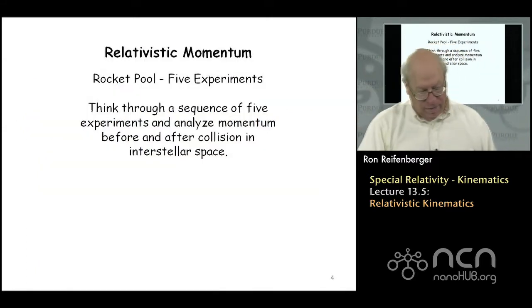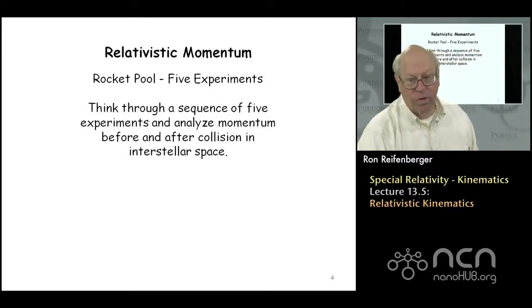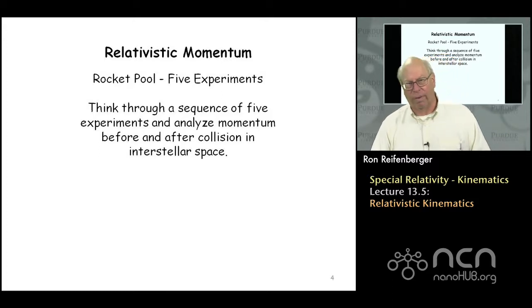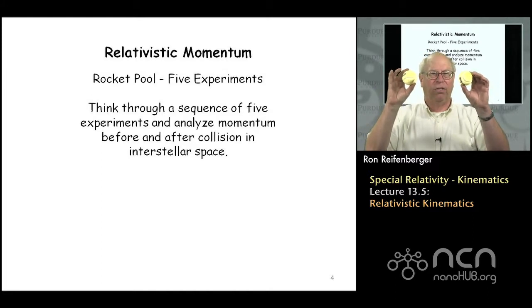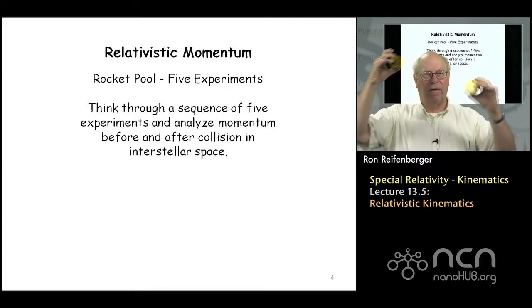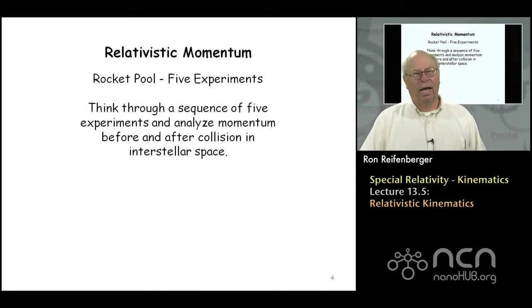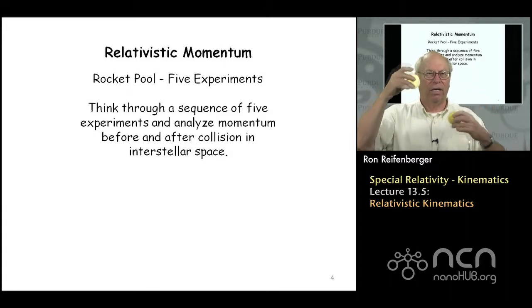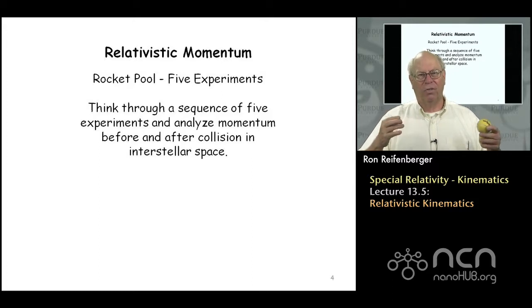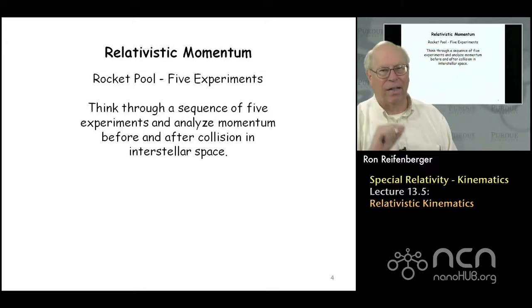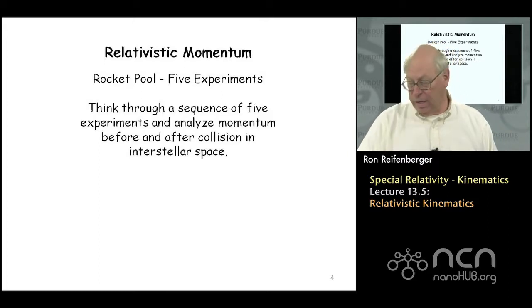So, what type of experiments am I going to analyze? Well, I'm going to think through a sequence of 5 experiments, and I want to analyze the momentum before and the momentum after a collision in interstellar space. I'm going to take 2 objects, 2 identical masses, and I'm just going to let them collide in different ways when these objects have relative velocities, one with respect to another. At each experiment, there's 5 total. After each experiment, I'm going to analyze momentum before and momentum after, and try to reinforce to you when momentum is conserved and when it's not, and try to identify exactly where the problem is when we approach relativistic speeds.